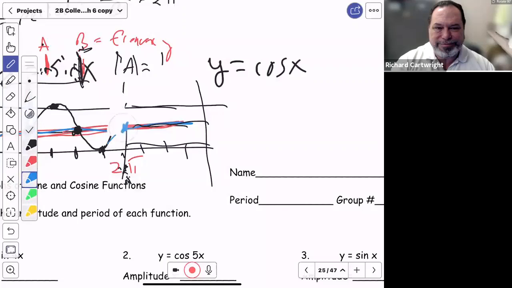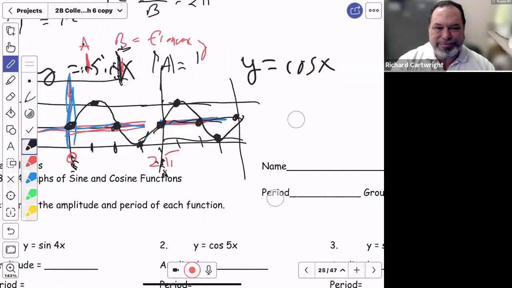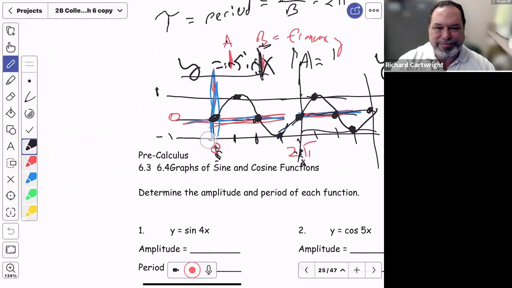It ended here. It's supposed to end here. Okay. And so do another period. It starts here, goes up to the highest, goes back to the middle, down to the lowest, here. A smooth curve. I could do another period the other way if I wanted to. I could go this way.